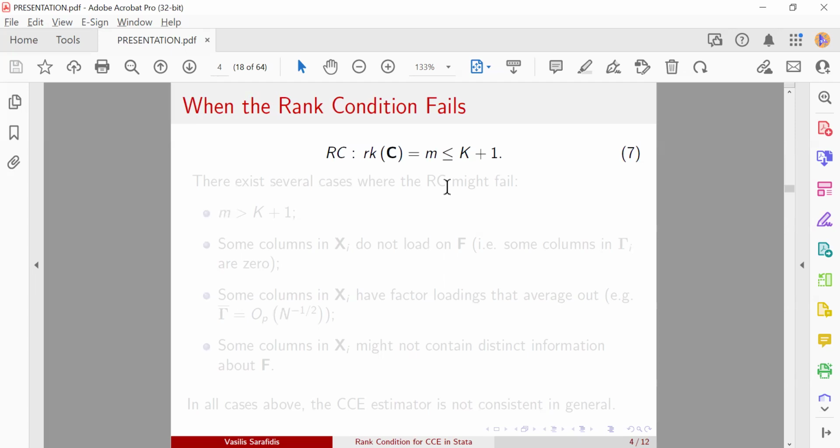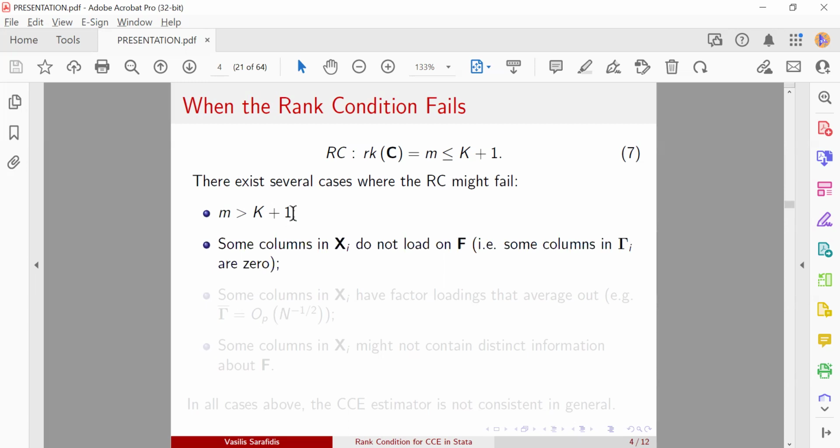The question now is, when does the rank condition fail? Well, the most obvious example is when the number of factors is larger than the number of observables. In that case, we do not have enough information to control for F. However, even if M is less than or equal to the number of observables, the rank condition might still fail. One case occurs when some columns in X do not really load on F. That is, some columns in gamma are 0.